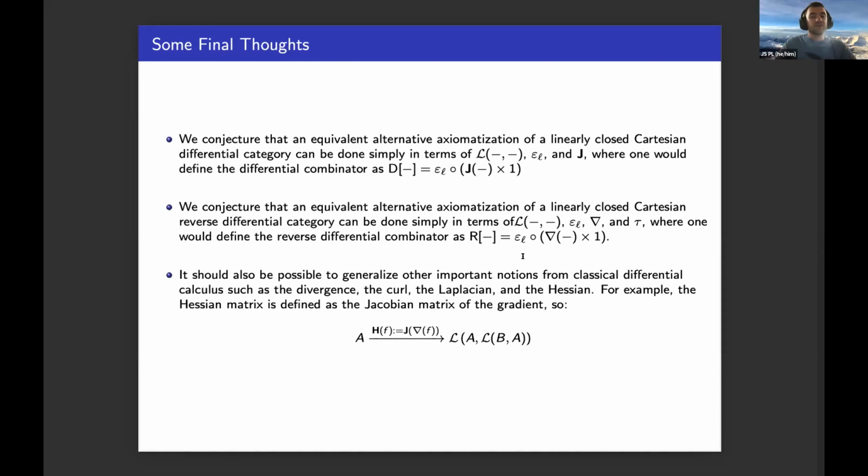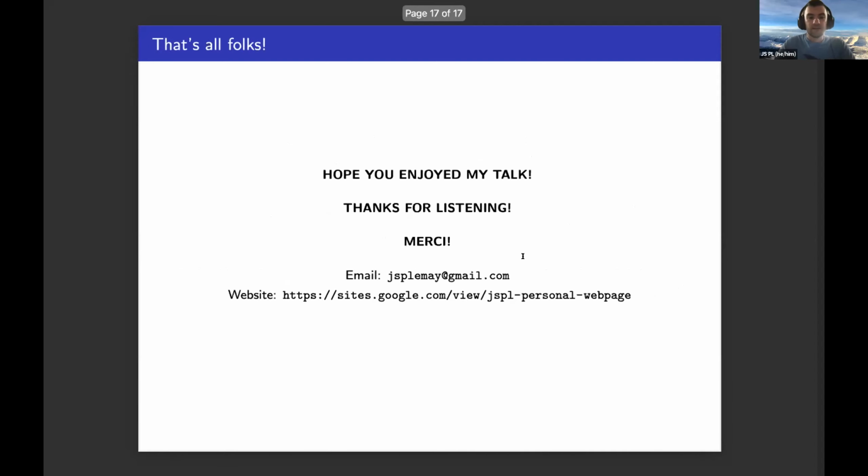And then because now that we have obtained Jacobians and gradients, it should be straightforward to do other cool things from calculus that we have all seen in first year university, like the divergence, the curl, the Laplacian, or the Hessian, etc. And that's it.